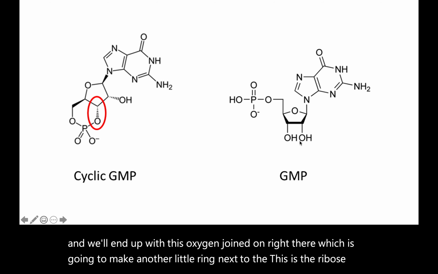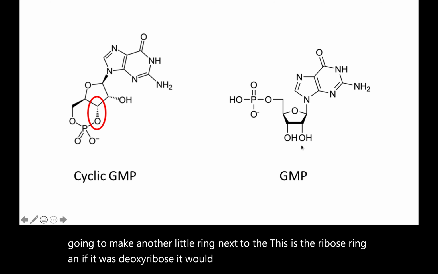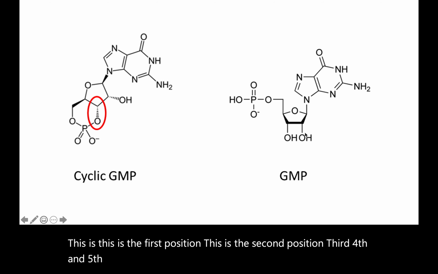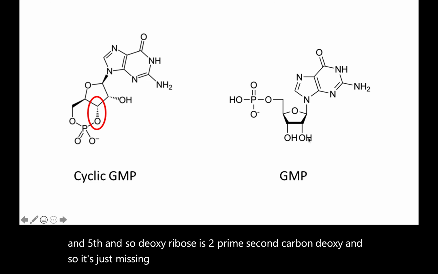And if it was deoxyribose, it would be missing this hydroxyl here. This is the first position, this is the second position, third, fourth, and fifth. And so deoxyribose is 2', second carbon deoxy, and so it's just missing this oxygen. And it just has the hydrogen instead.